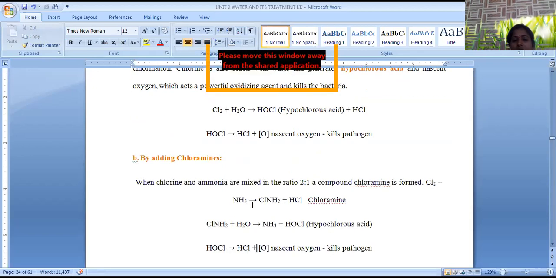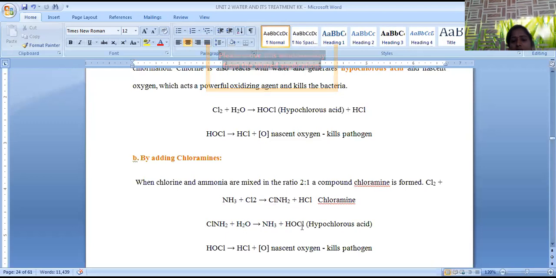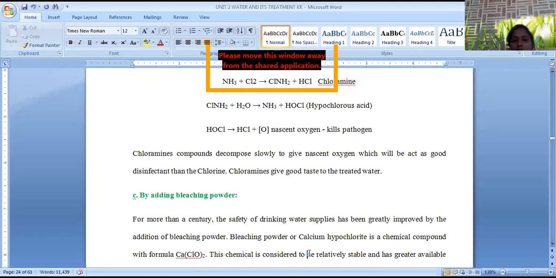And second is about addition of chloramines. When ammonia is added with chlorine gas, it releases ClNH2. This is called chloramine. When this chloramine is added to water, it is converted into HOCl, again hypochlorous acid, which is responsible for killing the pathogenic organisms. So chloramines are somewhat less corrosive in nature, and these agents very readily release hypochlorous acid into water, so these are used to kill the pathogenic or any disease causing organisms present in the water.